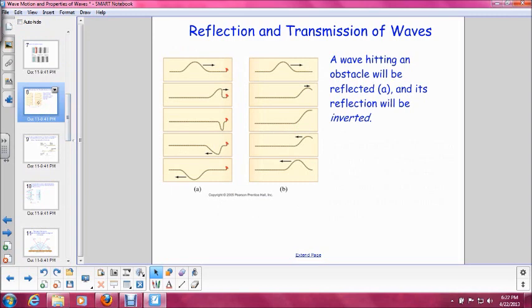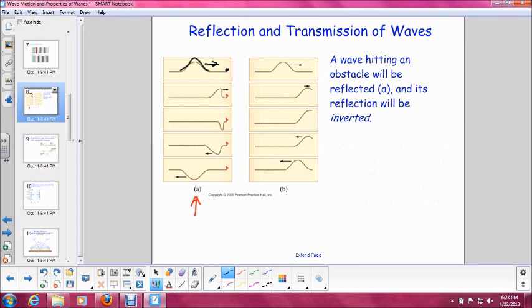Now, when a wave hits some kind of boundary, either a closed boundary or an open one, it will do something called reflection or transmission. So if you have a wave hitting an obstacle, it will be reflected, like in figure A. We have one single pulse, and it's moving this way, but the rope is tacked down at the end. So that wave cannot continue moving to the right once it gets to that tack.